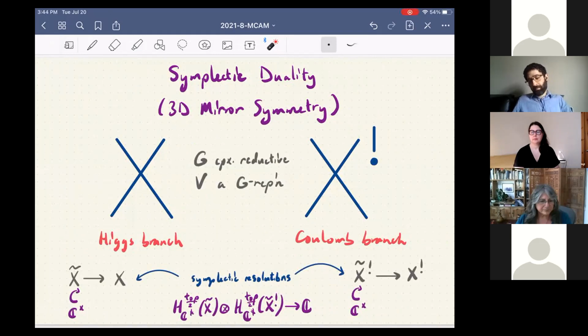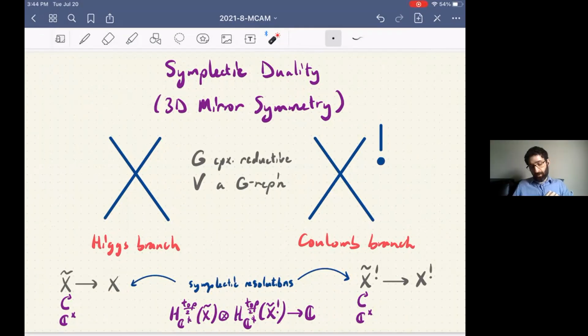Perhaps in its most basic form, what it means for these two varieties to be symplectically dual is that there is a pairing in the middle cohomology, with regards to the C star equivariant cohomology of these two spaces, which admits a perfect pairing. Furthermore, this induces a pairing with particular properties in the intersection cohomology of the singular varieties that we started with.